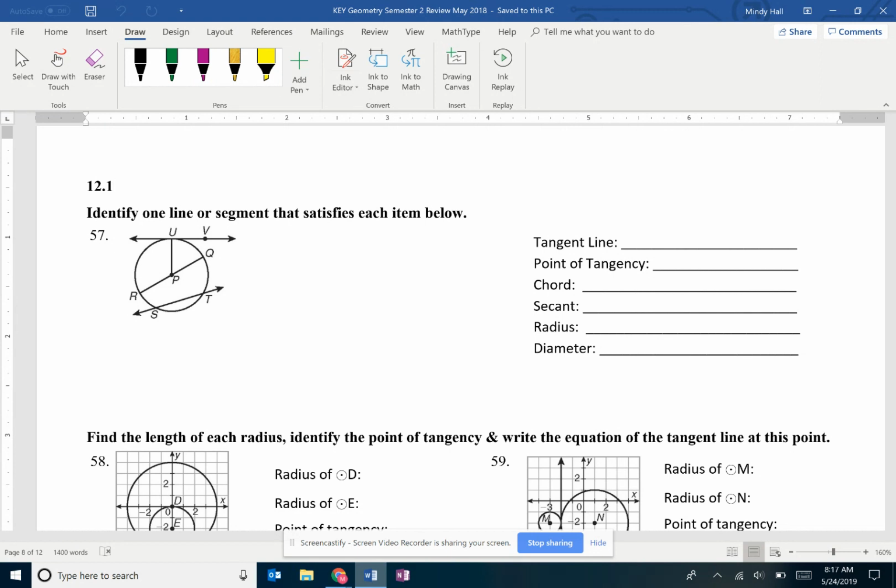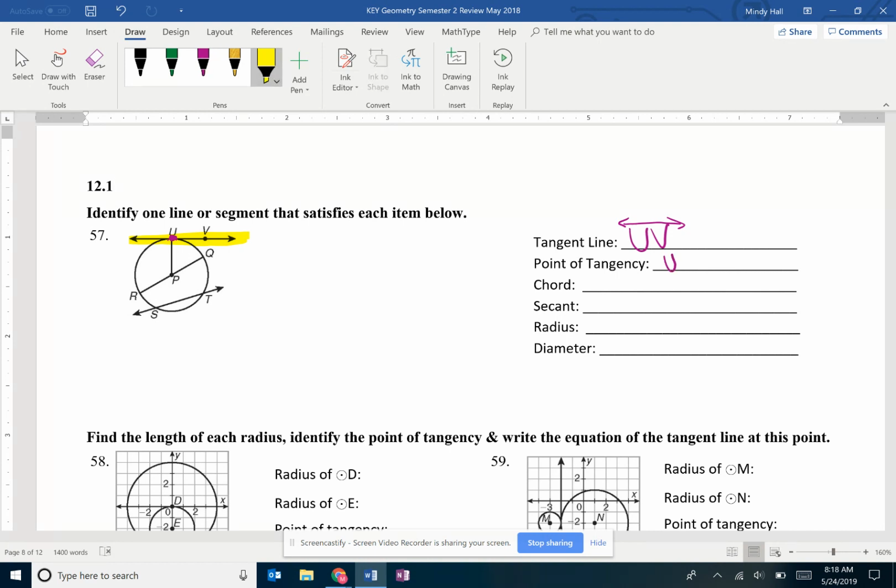So we'll just jump right in, starting with identifying the types of segments we have. For tangent line, it only touches in one spot, so that'd be this one right here. Actually, use the highlighter. And so that, to name it, because we have points, would be UV. And you put the little arrows because it's a line. And then your point of tangency is where it touches the circle. Well, this line touches at U, so you just put U.